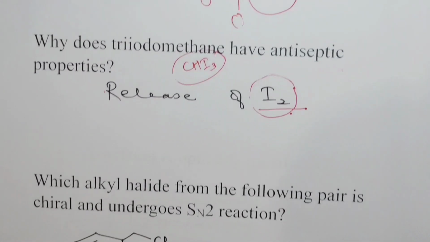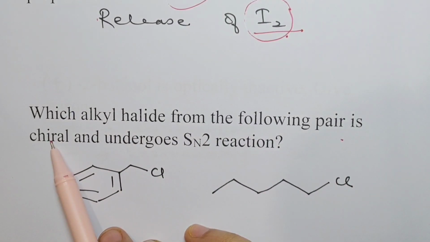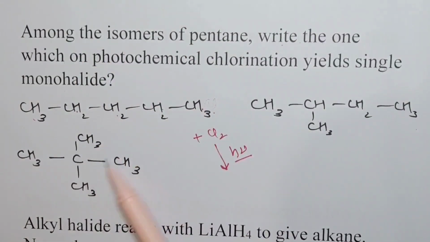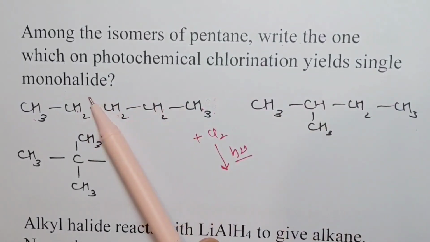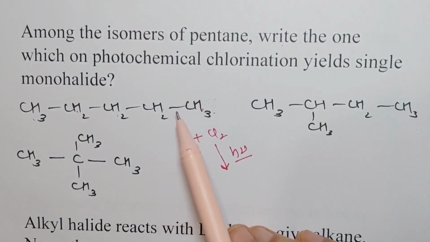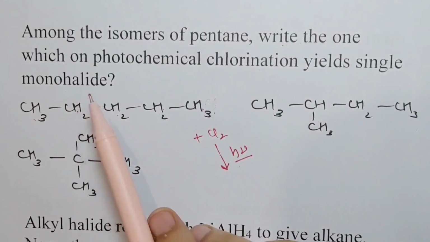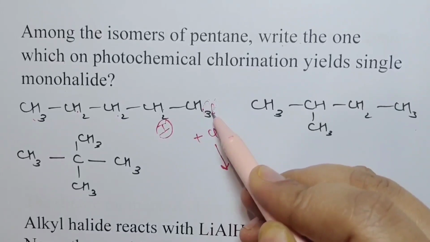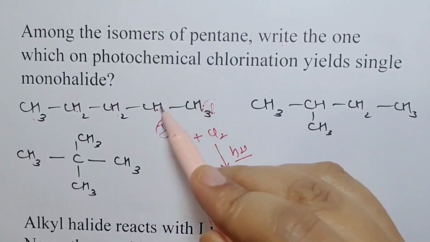Okay, moving on. Among the isomers of pentane, which one on photochemical chlorination yields a single monohalide? So when we react alkanes, or in this case pentane, with chlorine in presence of UV light, photochemical chlorination takes place. And let's say we are making the monohalide. So when the monohalide is formed, it can form in this isomer, it can form here or here or here. Okay, the chlorine atom can get substituted here or here or here.